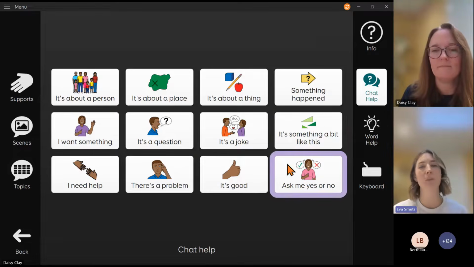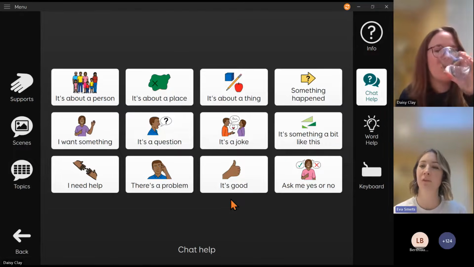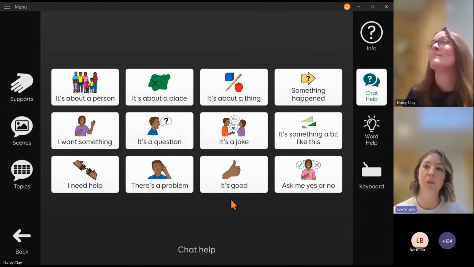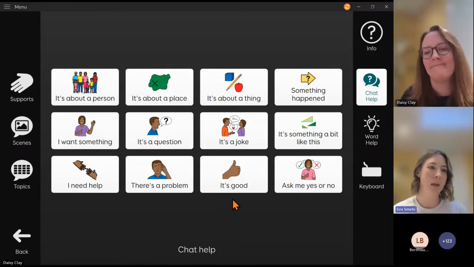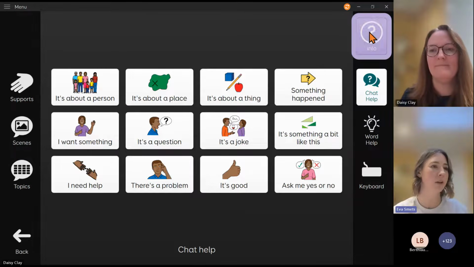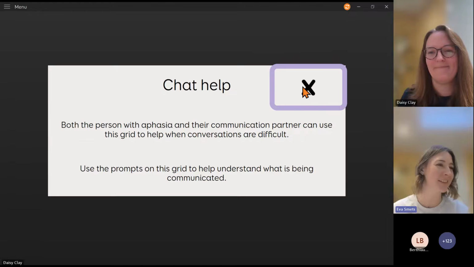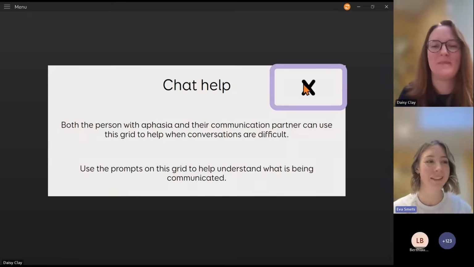So just to recap, chat help is really for use within conversation where the person with aphasia has communicated something, but the meaning or the communication reason isn't so clear. So you can use these options together to explore and clarify that meaning. And maybe here is a good point to just jump into the info grid again, just to show how that works. I was hoping for an example with a picture in, because we have some of those as well, but we can find one of those in a minute.